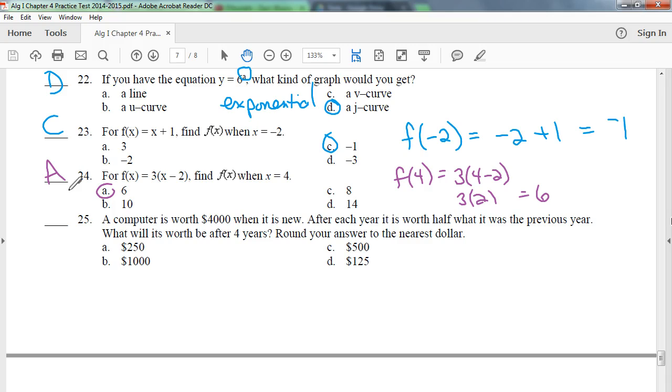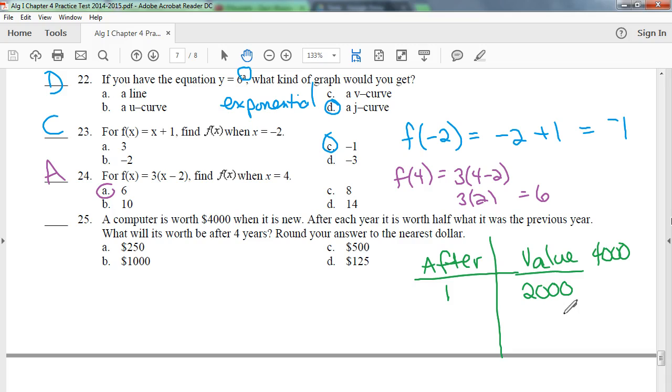25. A computer is worth $4,000 when it is new. After each year, it is worth half what it was the previous year. What will its worth be after 4 years? So we can make ourselves a table. We know that it starts out at 4,000. After 1 year, it will be worth half of that, so we cut that in half. That's 2,000. After 2 years, half of that is 1,000. After 3 years, half of that is 500. And after 4 years, half of that is 250. So our answer to 25 is A.